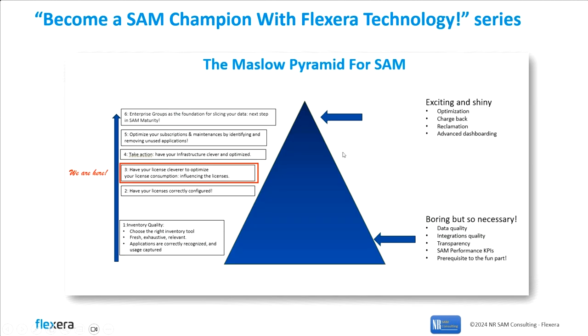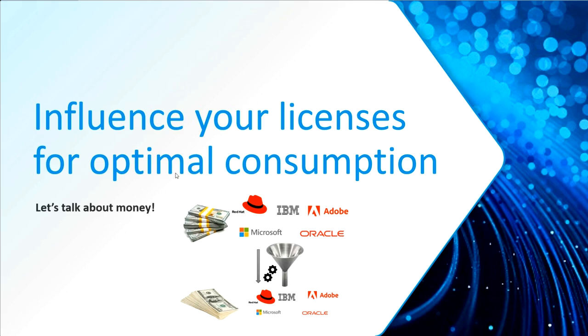So this is a pyramid view of what we are doing. We started from the foundations, which are the big important topics, not so exciting, I would say. Data quality or transparency is not very exciting, but it's so necessary. And we are moving up and getting to more value. And here today will be really about money.